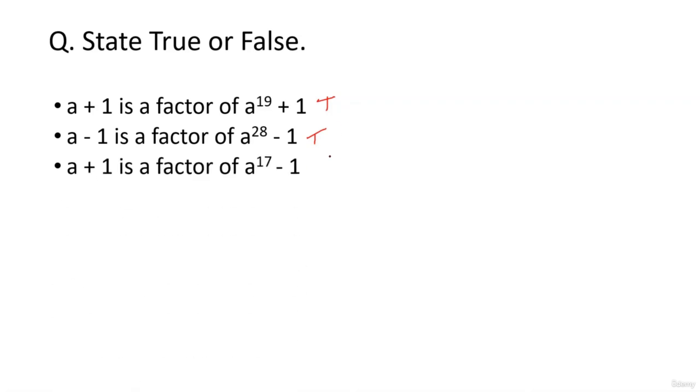a plus 1 is a factor of a raised to 17 minus 1. Now, by remainder theorem, a plus 1 is 0 when? When a is equal to minus 1. Substitute here. Minus 1 raised to 17 minus 1. Minus 1 power 17 is nothing but minus 1. Minus 1 minus 1 is minus 2. The remainder is not 0. So a plus 1 is not a factor.